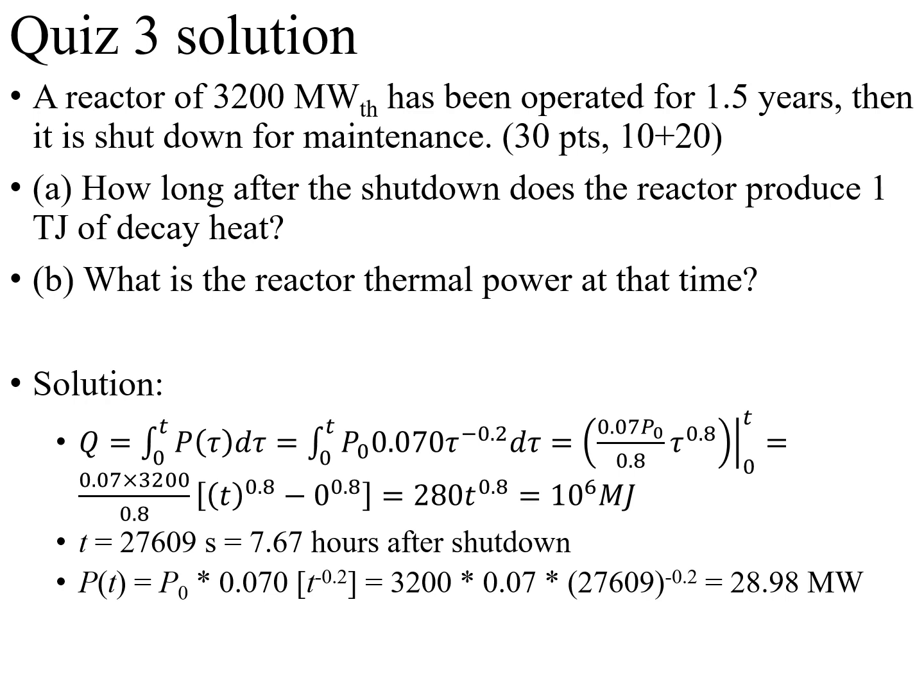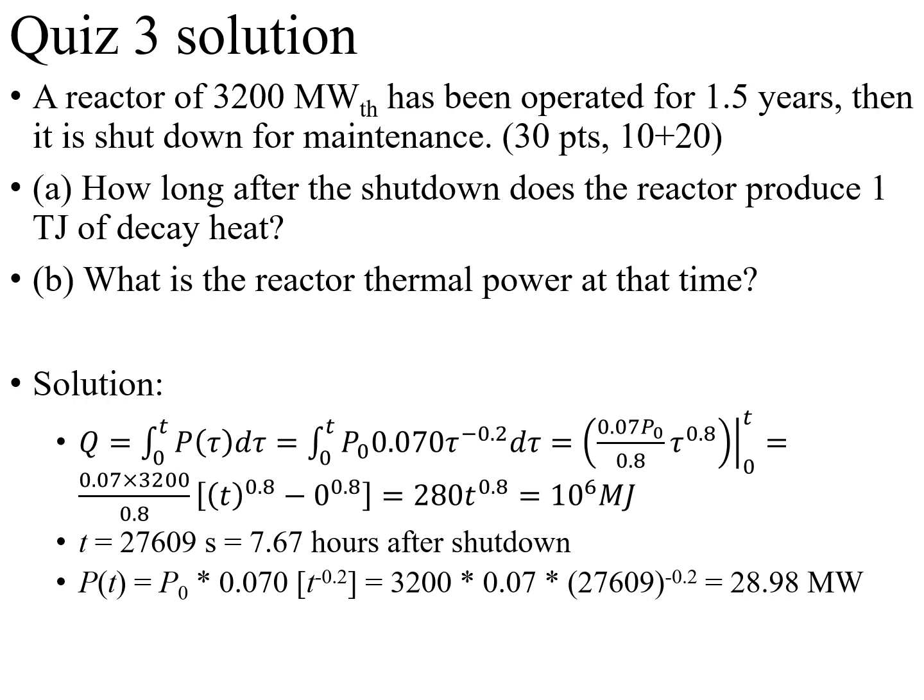Next problem. A reactor of 3200 megawatt thermal has been operated for 1.5 years. Then it is shut down for maintenance. How long after the shutdown does the reactor produce 1 terajoule of decay heat?